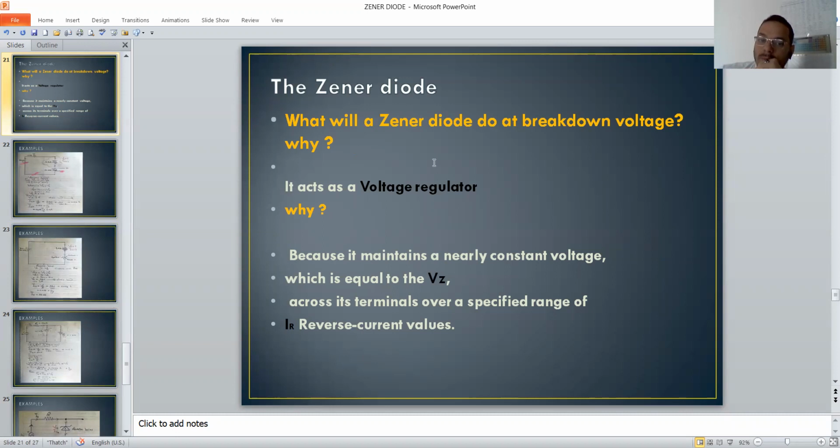Why? Because it keeps a nearly constant voltage, equal to the breakdown voltage, across its terminals over a specified range of reverse current. There is a relation between the breakdown voltage at a constant amount and the reverse current, over a specified range.